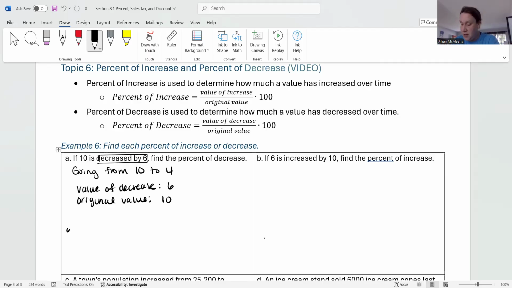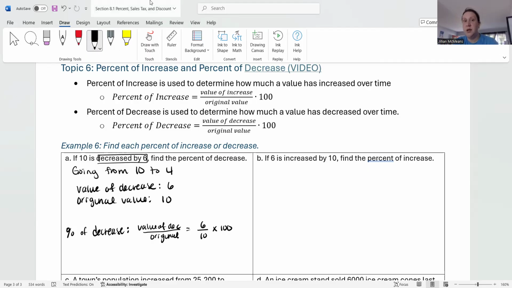Okay, so the original value is 10. So if I want the percent of decrease, that equals 6 divided by 10. All right, well, let me write that out in words. I think it'll make more sense if I write it in words. So we get the value of decrease divided by the original. So that is 6 divided by 10 times 100. Well, 6 divided by 10, we should just get 0.6 and then multiply it by 100, we get 60.